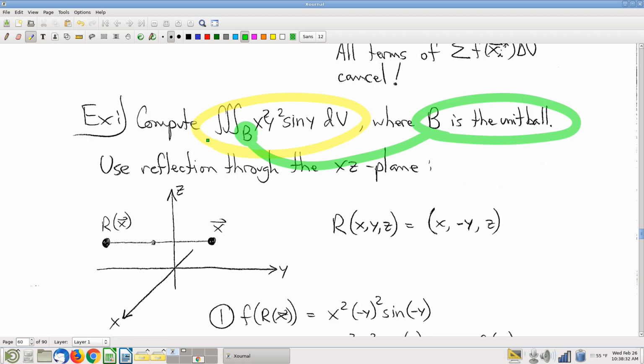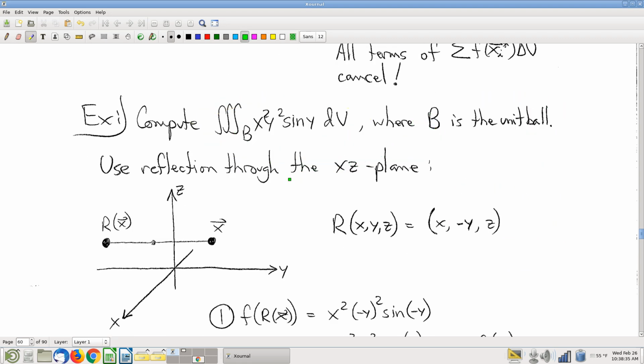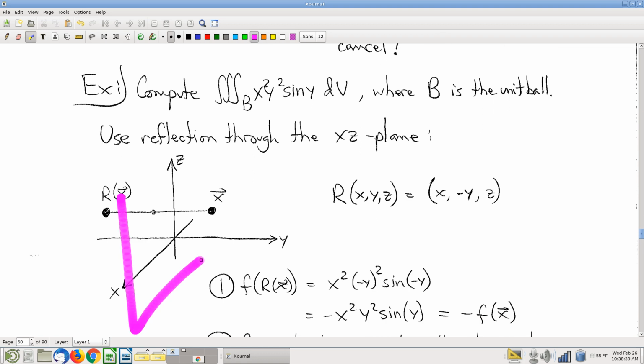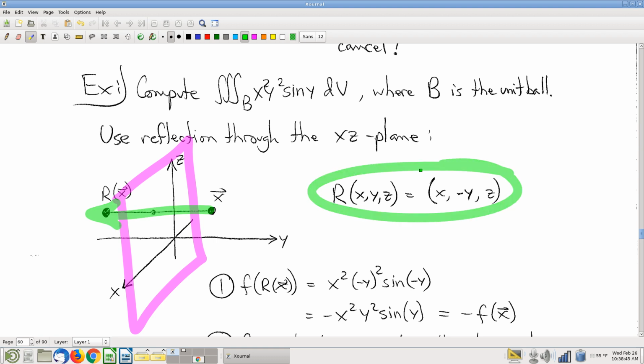So let's try something else. Notice if I were to choose the XZ plane, right? The formula for reflection through the XZ plane is easy to write down, easy to see from the picture. After all, if you reflect through the XZ plane, the X and Z coordinates don't change. Perfectly clear from the picture. The Y coordinate just becomes the negative of what it had been. Easy argument.